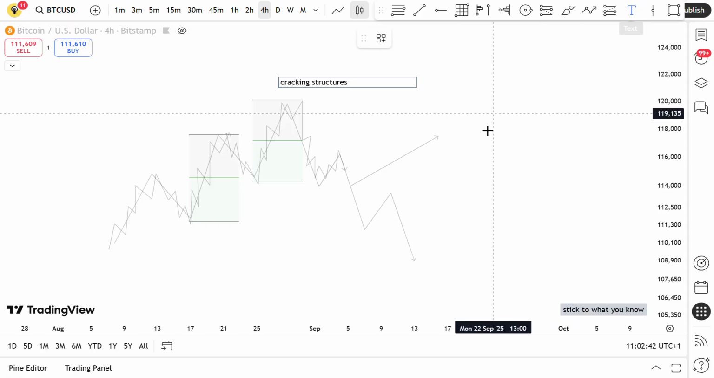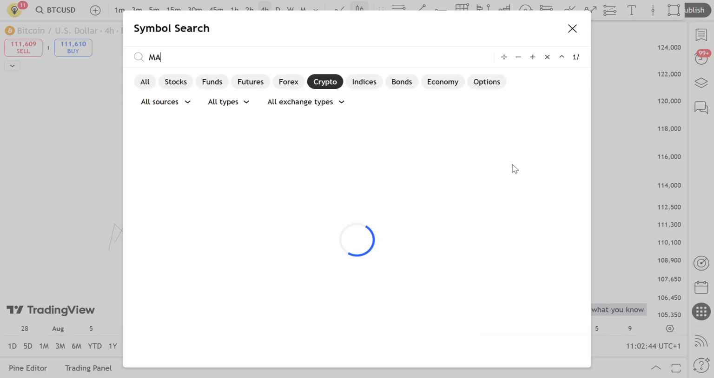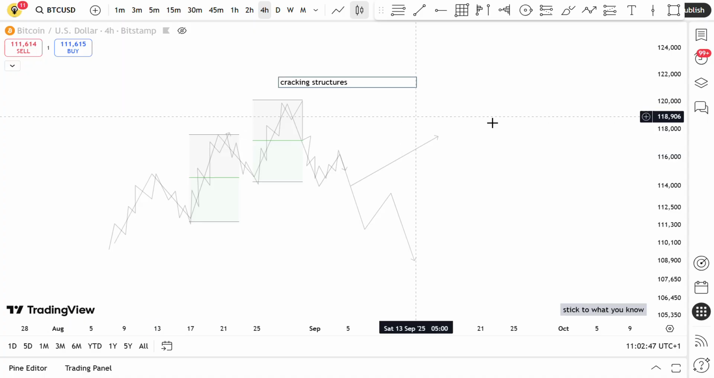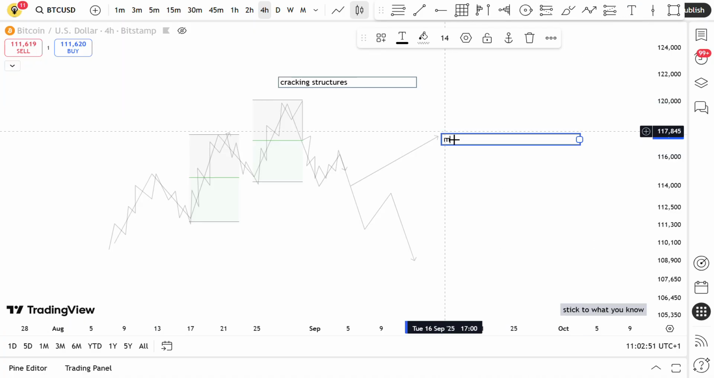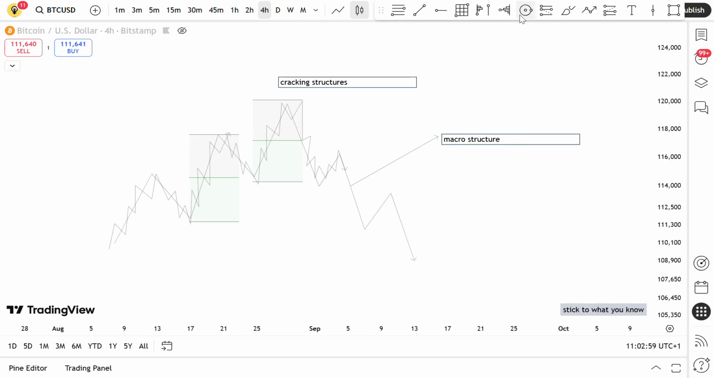We call this main structure here the macro structure. Macro because it's a major one. And those tiny in-between structures, we call them the micro structures.